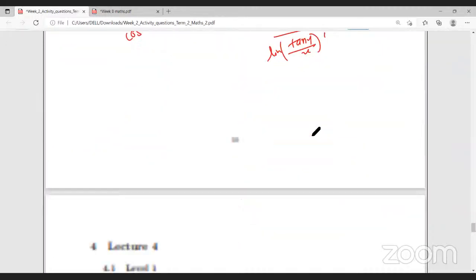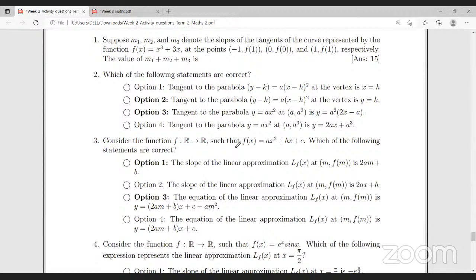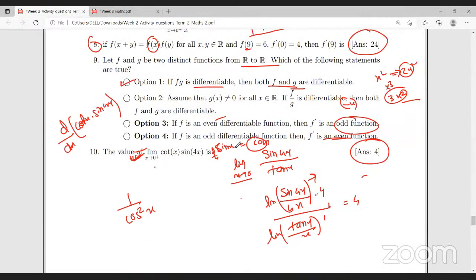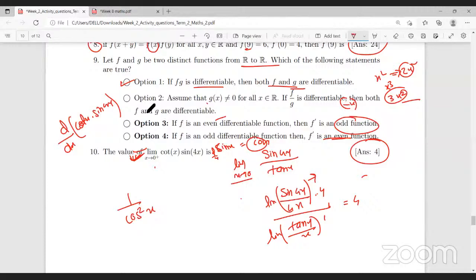Option 2 in the same question. Assume that g of x is not equal to 0, and if f upon g is differentiable, then both f and g are differentiable. No, its reverse is not true. If f and g are differentiable, then only f upon g is differentiable. Same as option 1, it is the reverse of that, so it is not true. It is given in the slide, this rule, just the reverse of the statement is given here.